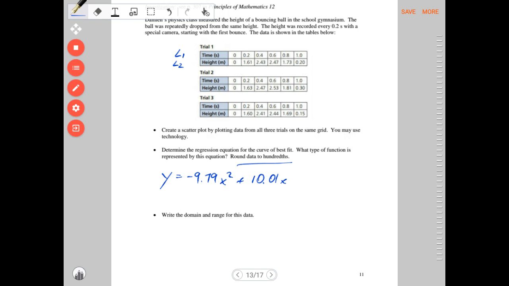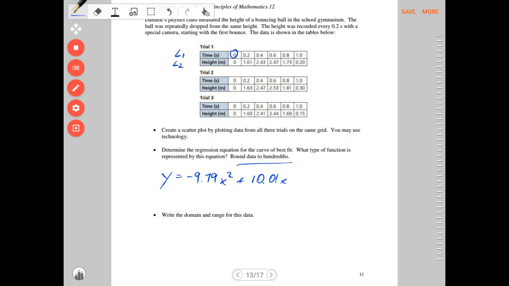And this should make sense to us because we don't start the camera until the first bounce. So when it bounces, the time is 0 as it's hitting the floor. So the height should be 0 when the time is 0. Right? The constant term should be 0. So we're good with the equation the way it is.